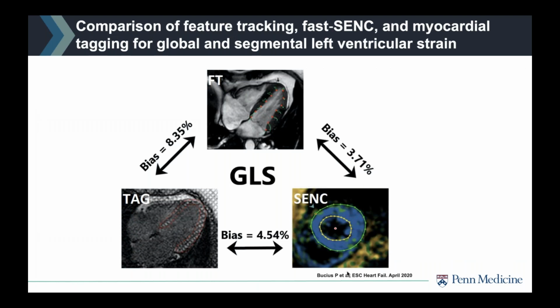So then there was this paper which showed that, given there are so many different techniques, what is the bias between the different techniques, such as feature tracking, tagging, and so on? And as you can see, there is significant bias between these techniques. So if we are going to use one technique for serial follow-up, we should be using the same one, especially with CMR, to follow these patients, given the significant bias between the different techniques.